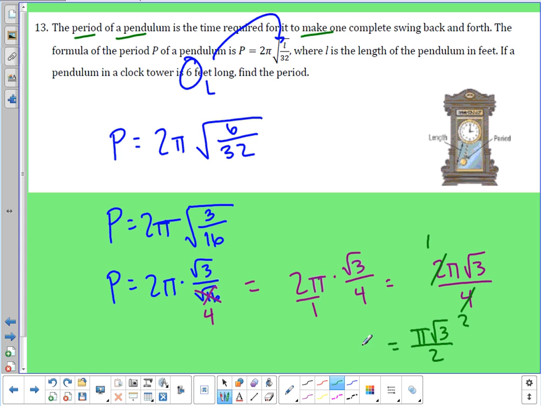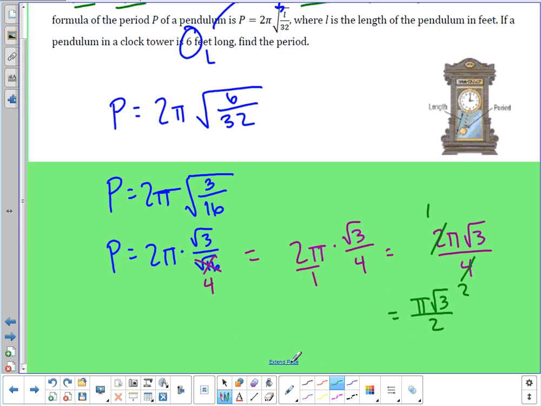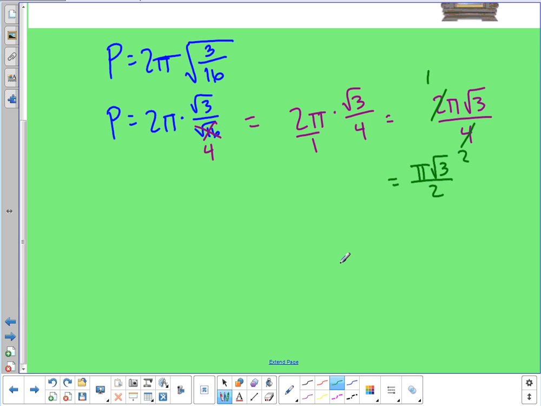So pi times the square root of 3 over 2. Now, if we think about that in terms of actual real time, if you walked down the street and said to somebody, what's pi times the square root of 3 over 2 seconds? That doesn't really make a whole lot of sense. So what we want to do is find an approximation of this. So go ahead and plug that into your calculator. Pi times the square root of 3, whatever that is, and then divide that by 2, and that is approximately 2.72, and we'll call it seconds, because I think that's what they're referring to here.